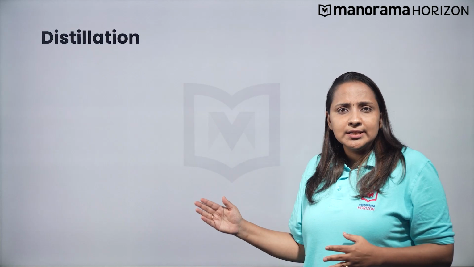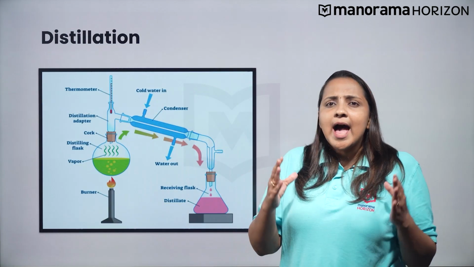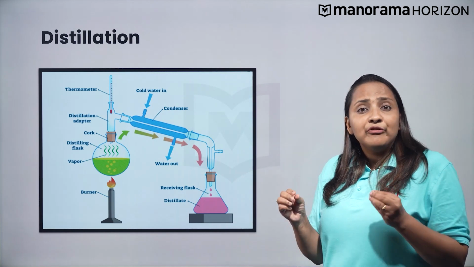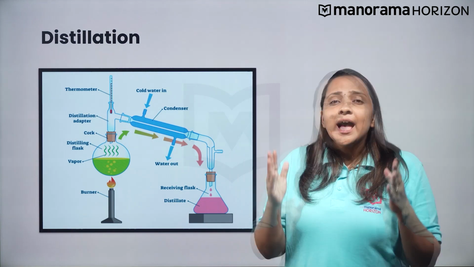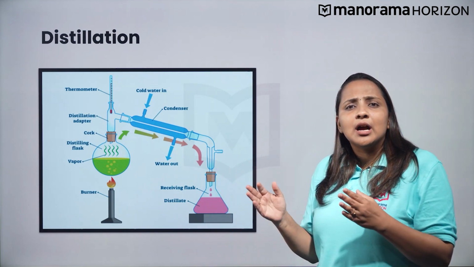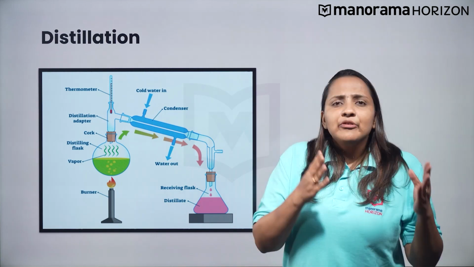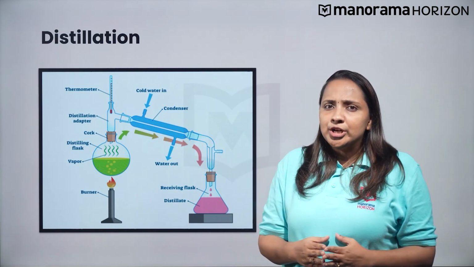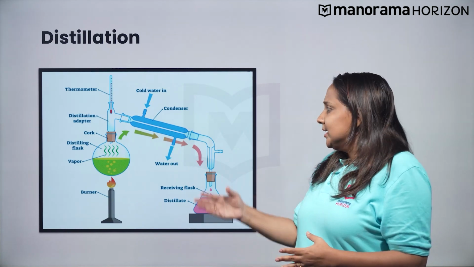In this process, the liquid mixture is taken in a round bottom flask and heated. Here, the vapors of the lower boiling component are formed first and are condensed by using a condenser, and the liquid is collected in a receiver. The vapors of the higher boiling point component form later and the liquid can be collected separately.